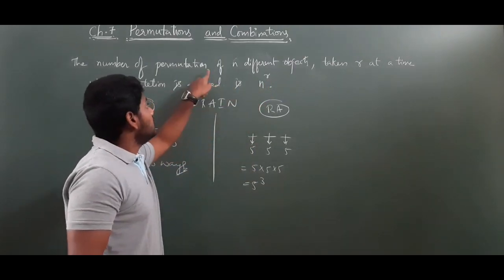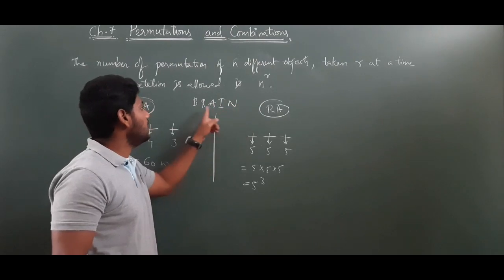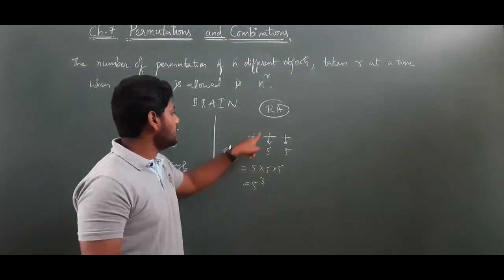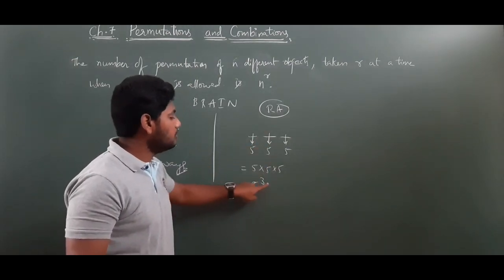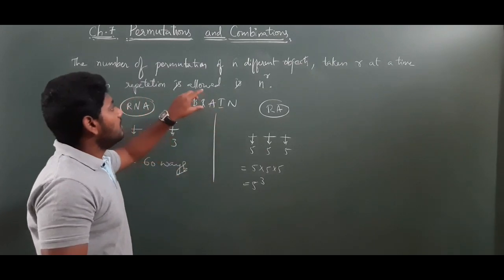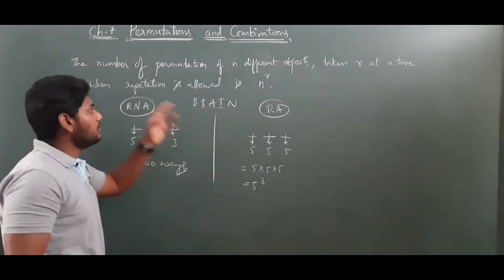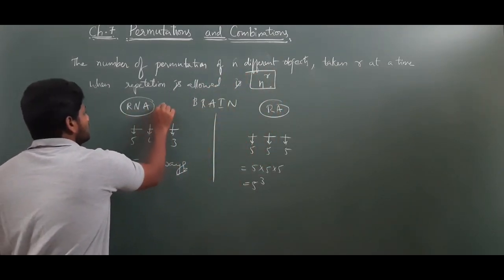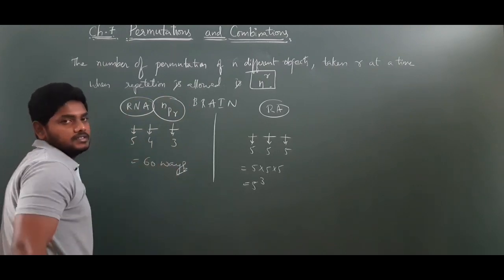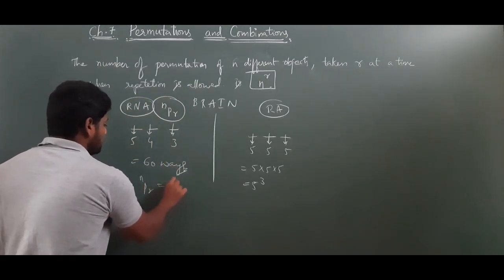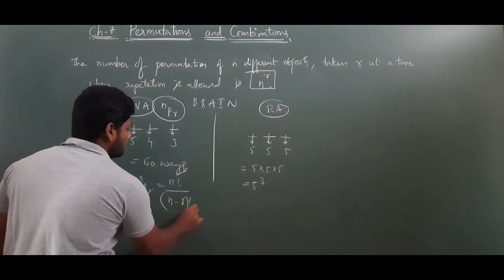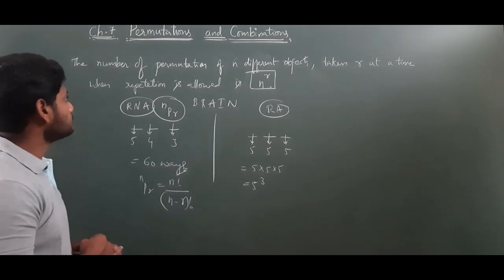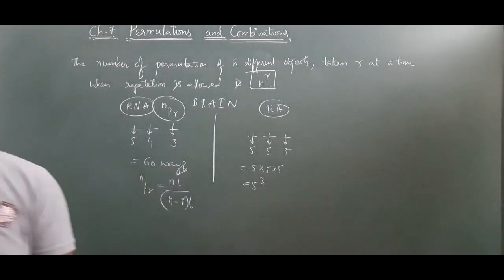Here n represents the number of different objects available. How many do we have available? 5 objects. Here r represents how many we need to form, 3. So n to the power of r, 5 to the power of 3. So this is the case of n different objects taken r at a time when repetition is allowed, that is n to the power of r. When repetition is not allowed, that is nPr. You know the nPr formula? nPr is n factorial by n minus r factorial. Simply n decreasing r times. So this is about the permutations. Pause the video and note it down.